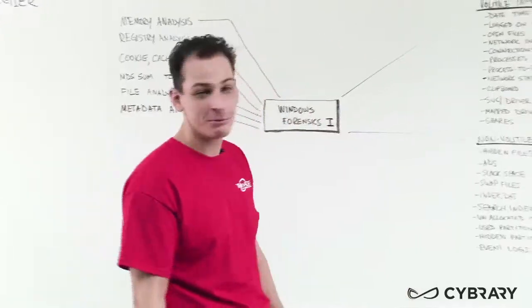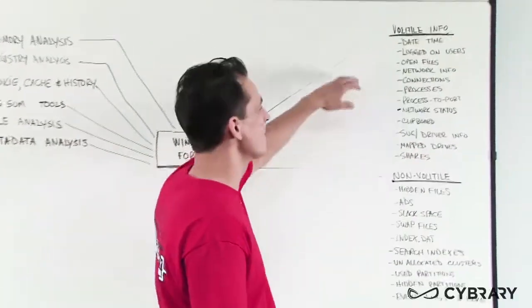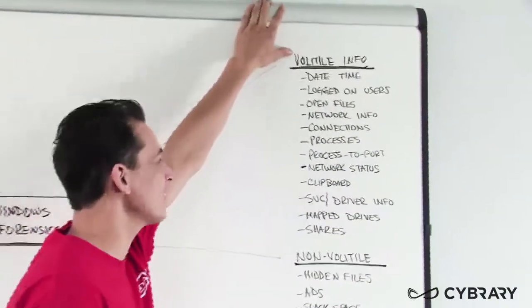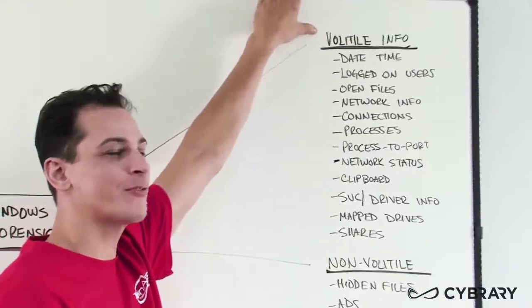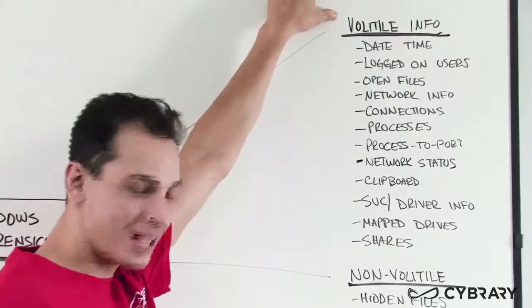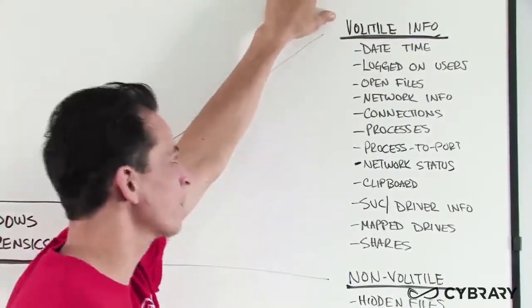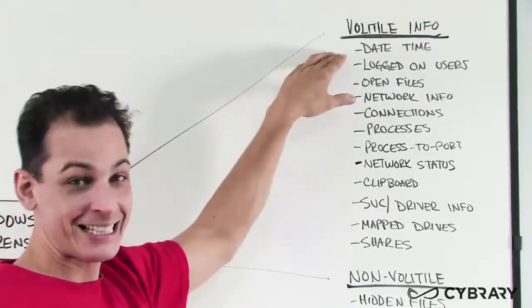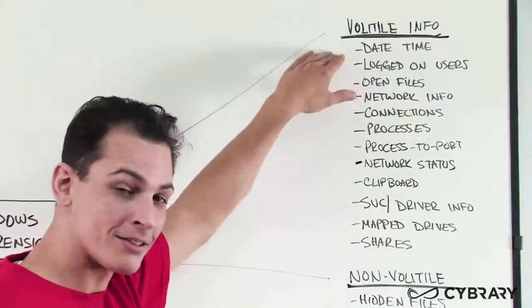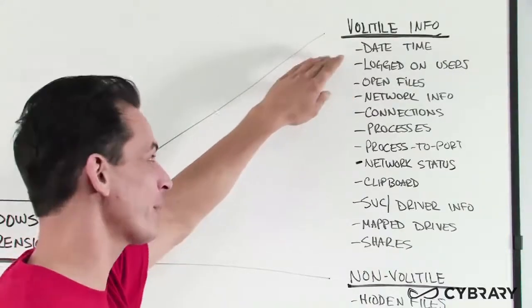The first thing we're going to distinguish between is volatile versus non-volatile information. Volatile information is the type of information that goes away when your computer turns on and off, as opposed to non-volatile information, which is things that are generally retained. Okay, so volatile, things like dates and times. What tools and commands could you use? How many tools and commands could you use to figure out the date and the time on a Windows system?